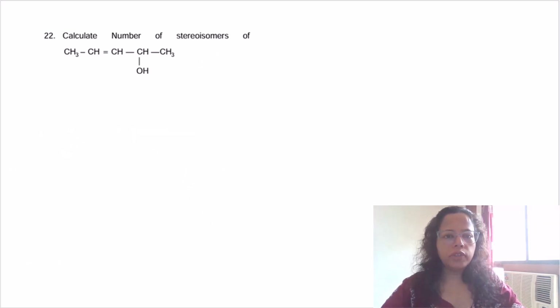So today we have this question which says calculate the number of stereoisomers of this compound. Stereoisomers means it can be geometrical isomers as well as optical isomers. So we have to calculate the total number of stereoisomers for this particular compound. For that we have to identify the number of stereo centers, and stereo centers could be geometrical centers or optical centers.